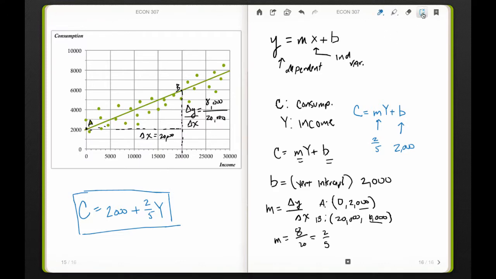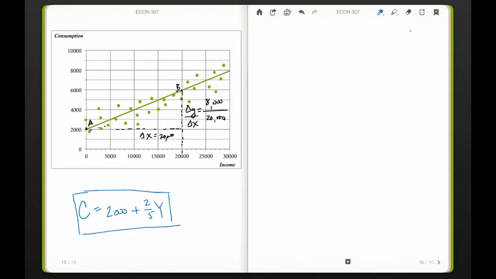All right, so I'm going to go ahead and clear this side of the page so we can answer the remaining questions. So we have this function, or this equation, consumption equals 2,000 plus 2/5 Y.